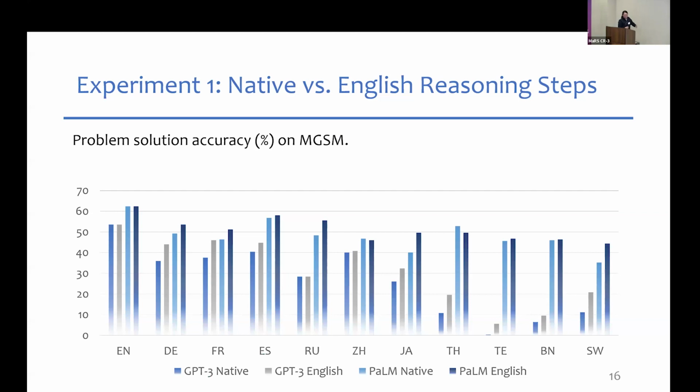And here are the quick results. As we can see, the problem solution accuracy on MGSM on both GPT-3, which are the first two bars, and PaLM, which are the second two bars in each group, English solution is generally outperforming native solution, except for, I think, Thai with PaLM.